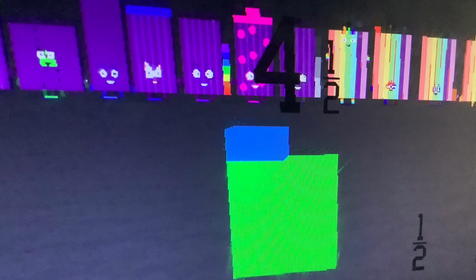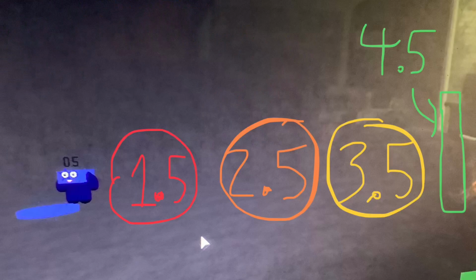So 9 times half equals 4.5, or 9 divided by 2 equals 4.5. So if you're asking what's next to 0.5, I'll tell you right now.